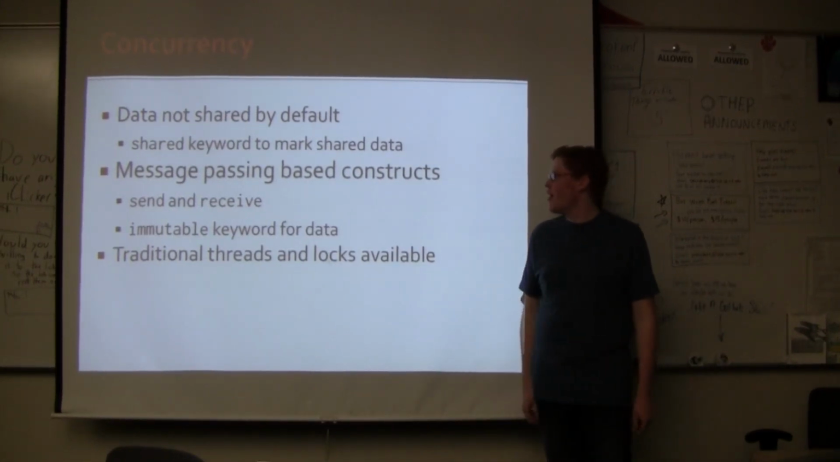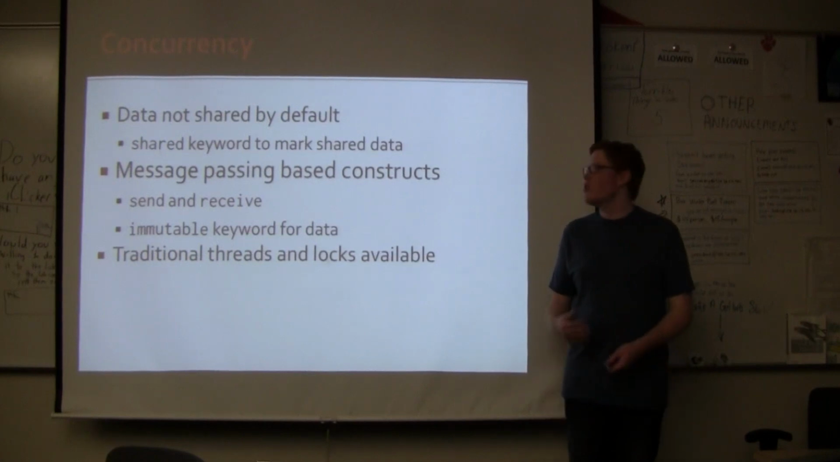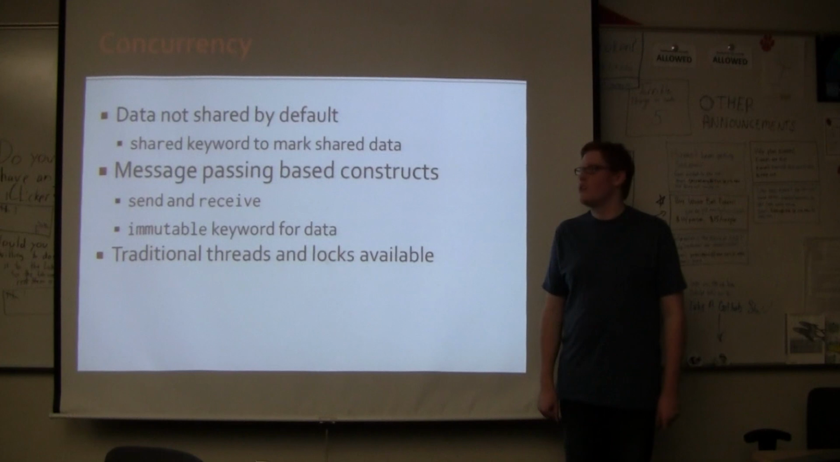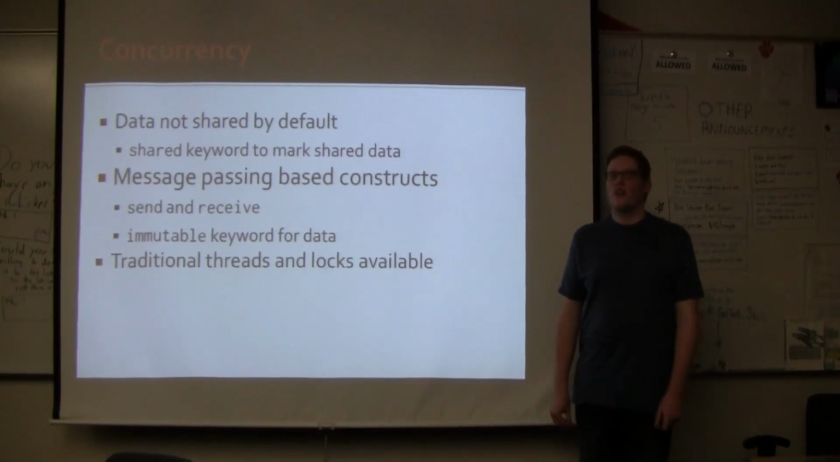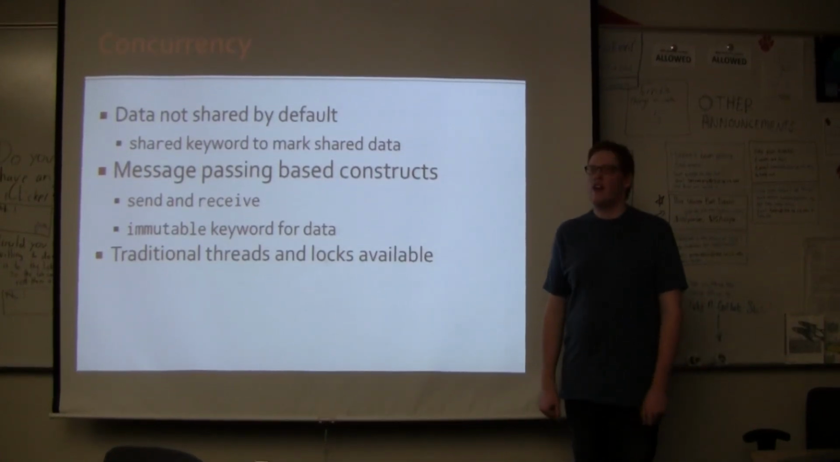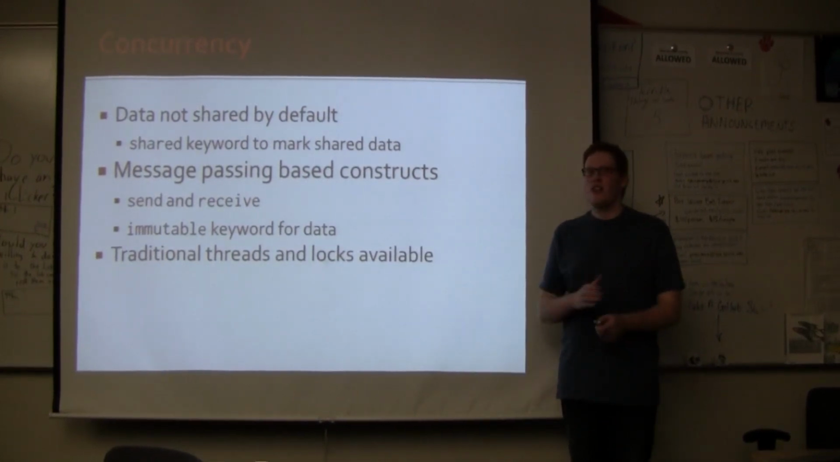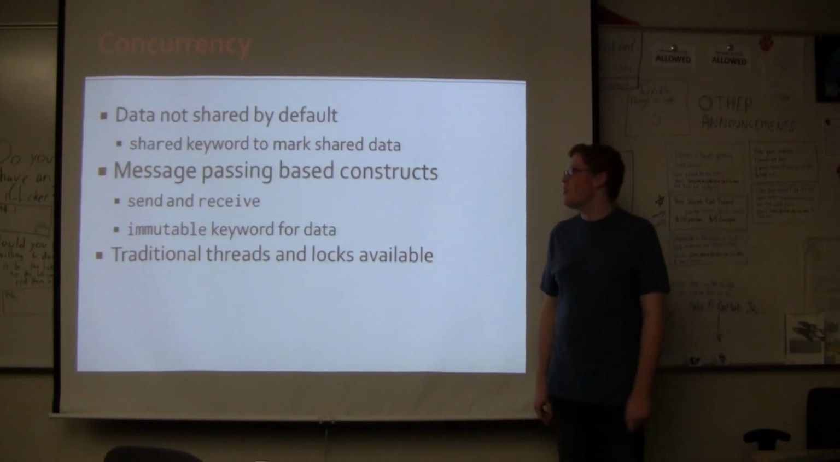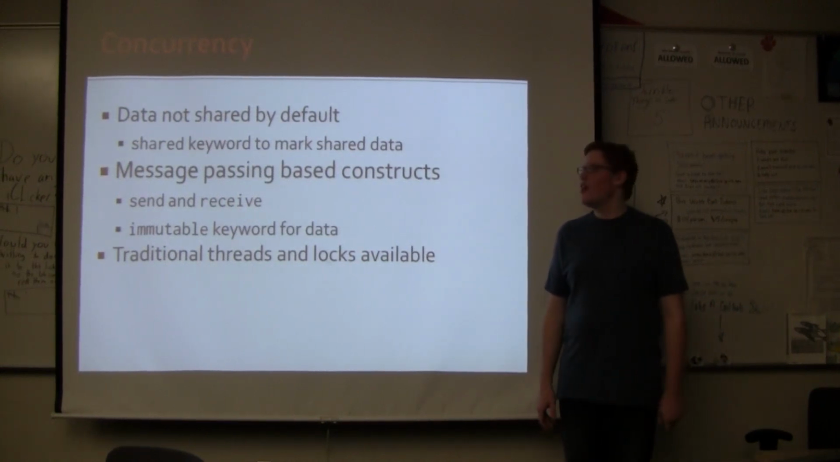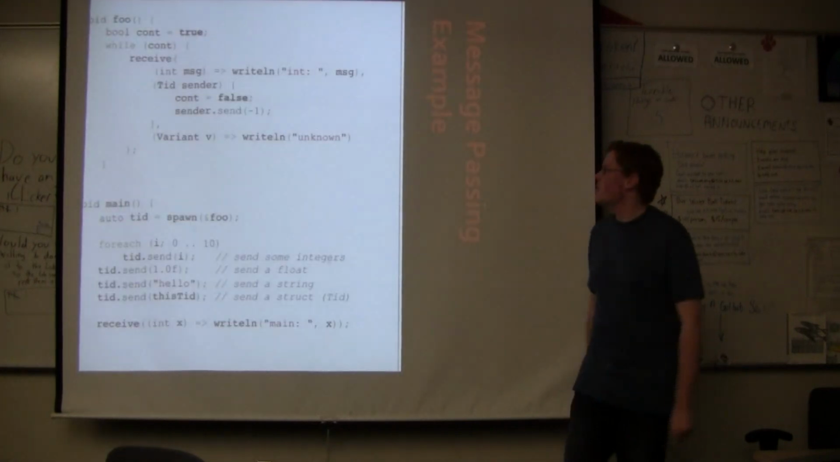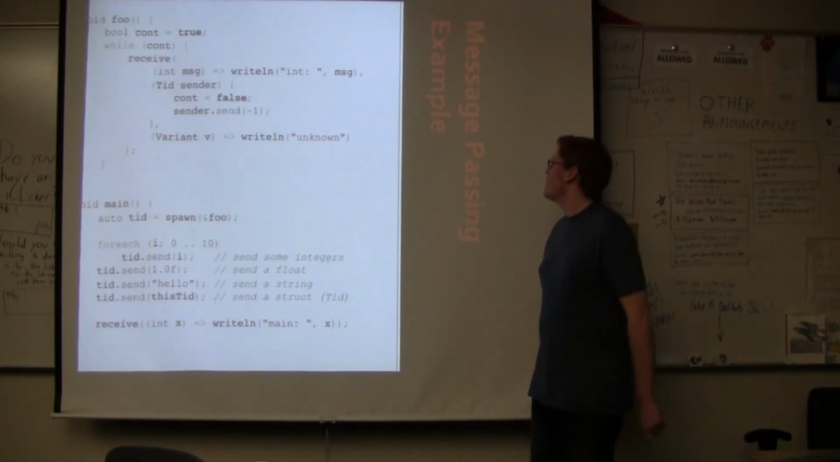D has traditional locks and threads, so you can do that if you want, but the really cool and new way to do it is to do message passing between different threads. So if any of you have taken concurrent, this is the actor model where you have two different threads and they send messages that can't change. They send immutable messages between each other, and there are send and receive blocks. I think, yes, I have an example of one here.